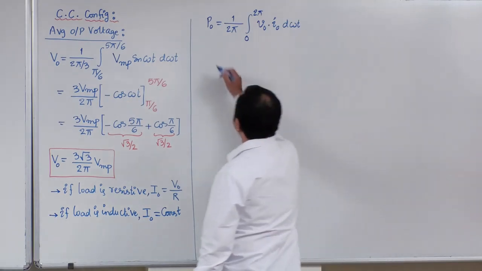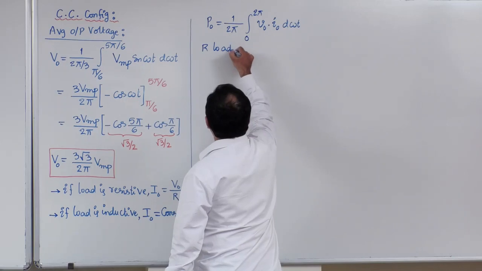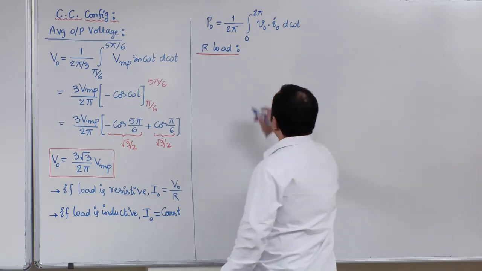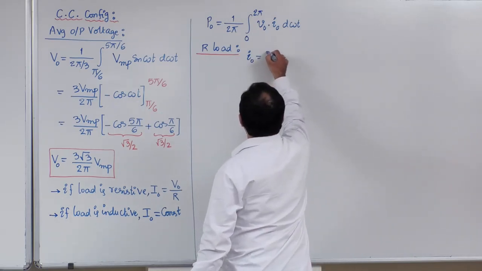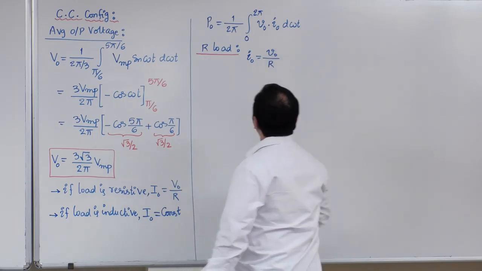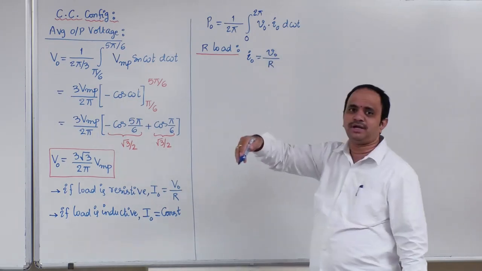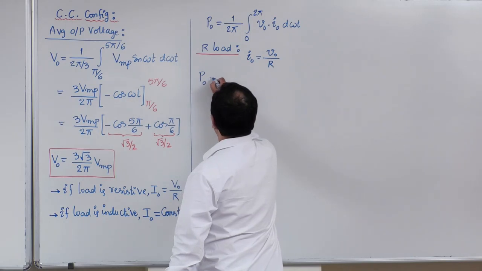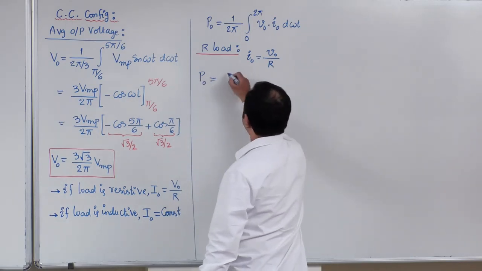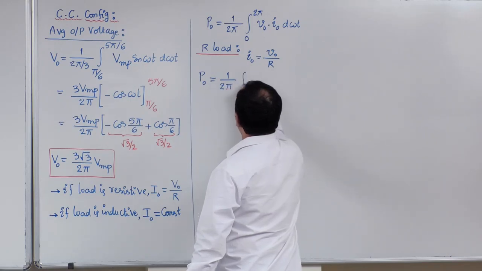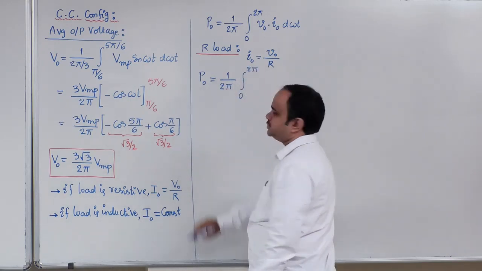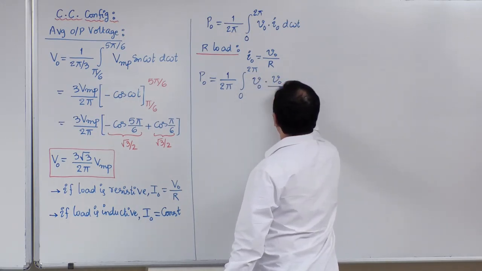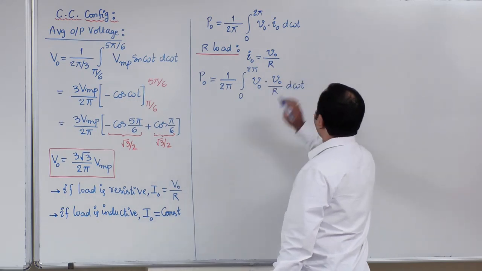Now, for example, if the load is a resistive load, in that case we can write i naught is equal to small v naught by R. Now follow carefully where I am using small letter, where I am using capital letter. That is very important. Therefore, P naught, average power delivered to the load, capital P naught, is equal to 1 by 2 pi integral 0 to 2 pi, how can I write down? v naught multiplied with v naught by R d omega t.